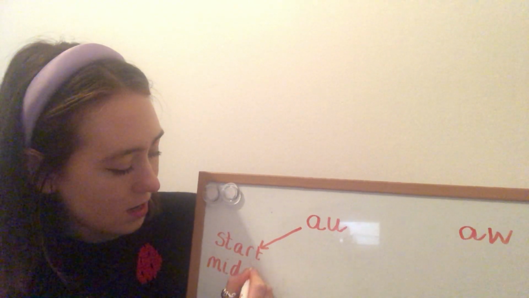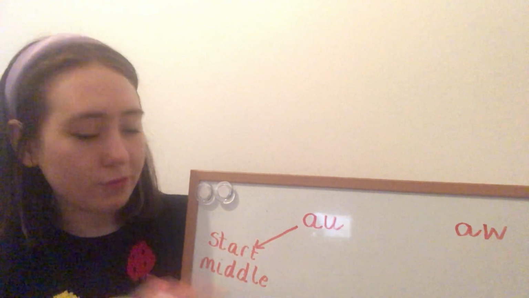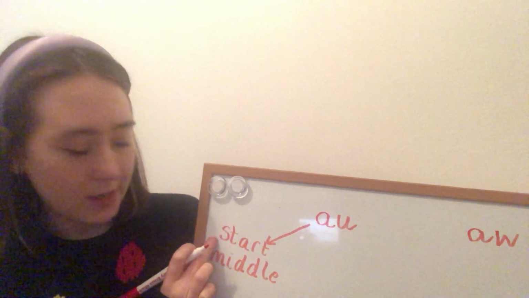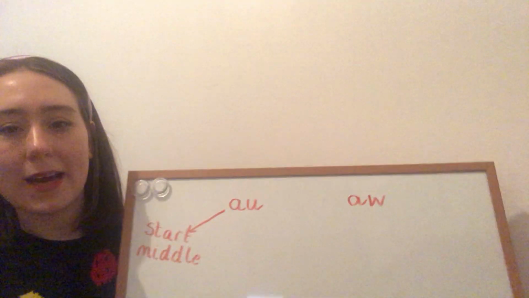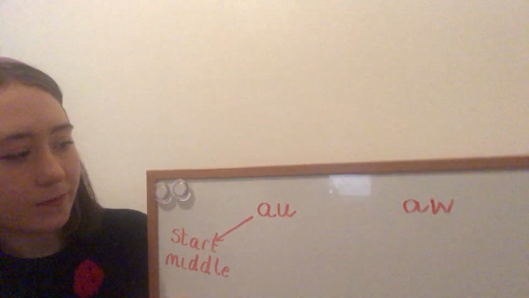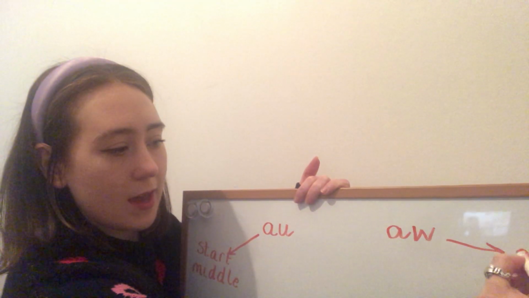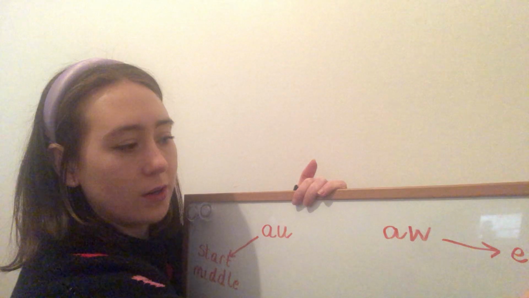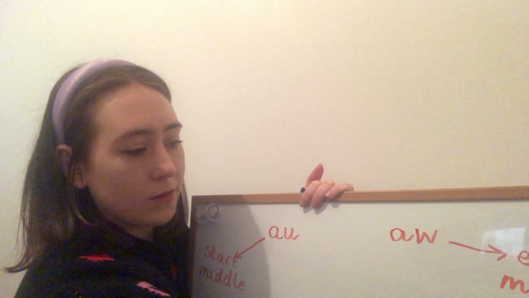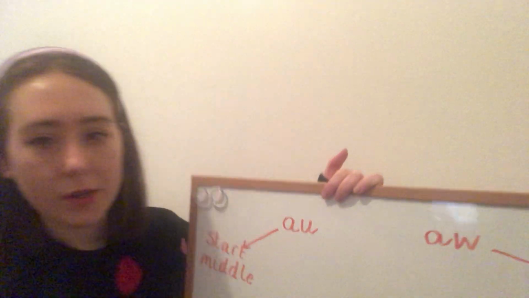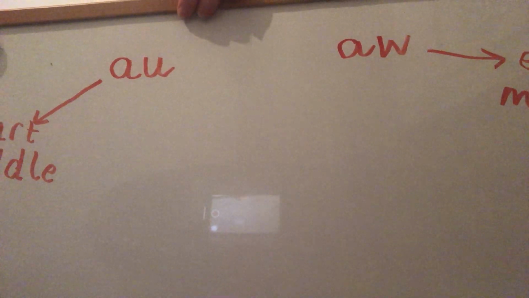The au spelling is normally, apart from the rule breakers, most of the time at the start of the word or in the middle of the word. And the w spelling of aw is normally at the end of a word or in the middle of a word. Now let's use some examples.